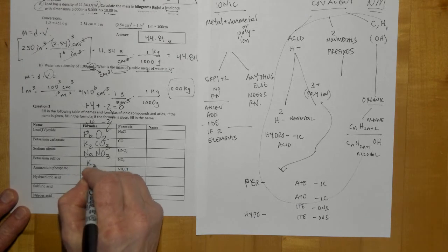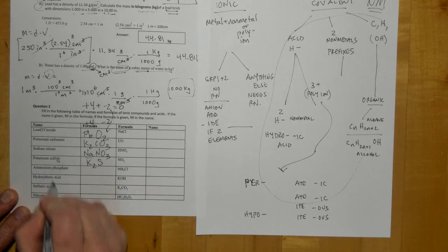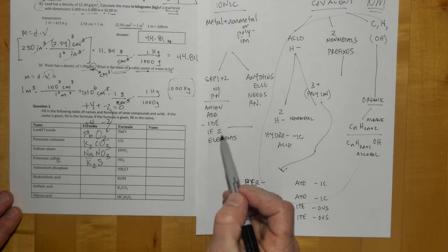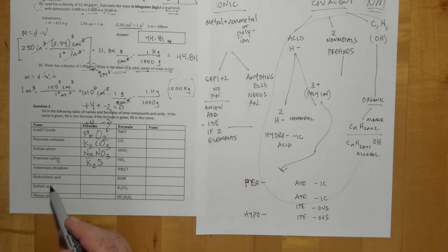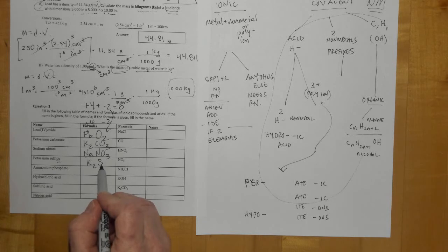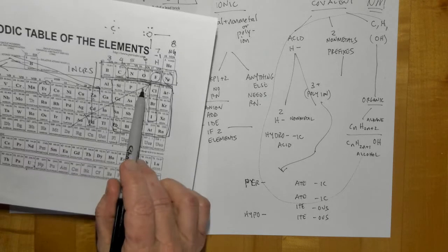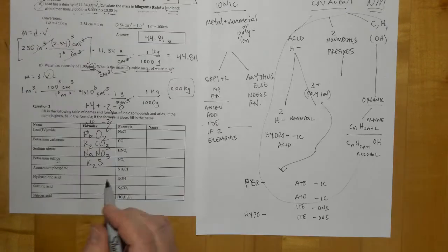Potassium sulfide, K2S. Notice how it ends in IDE. If it ends in IDE, it means there's only 2 elements. There's a couple weird exceptions to that. Cyanide is a polyatomic ion that has more than 1 element in it that ends in "ide," but they're pretty weird. Sulfide, of course, is -2 because it's in group 16 right here, and potassium's +1.